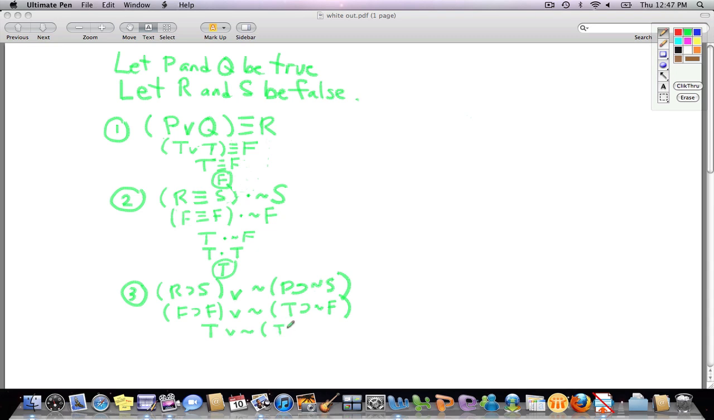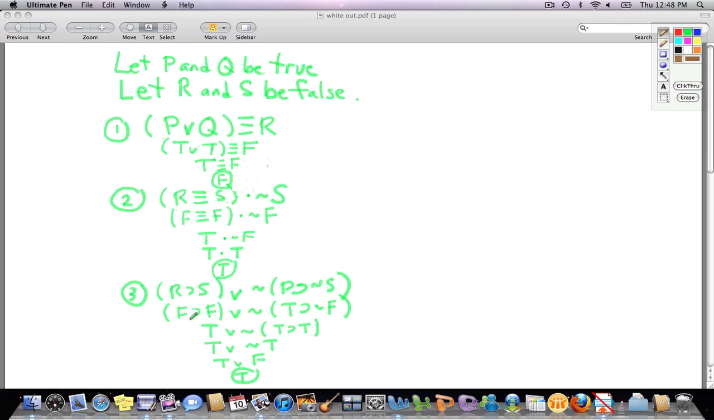We might skip one step again, but I'll end up with negation false. It's T horseshoe T. Then I'm going to go ahead and slowly calculate what's in the parentheses. T horseshoe T, which is true. So I have true or not true. It's true or false, which is by definition true. And that would be the final truth value of the expression.